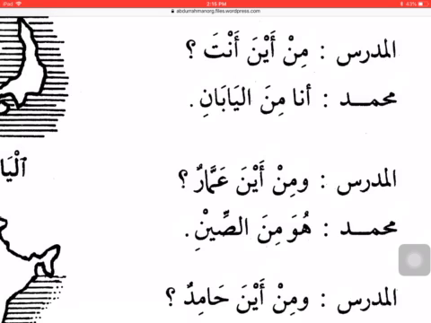Muhammad replies, Ana min al-Yabani. Fourth pronoun of our lesson, ana. Ana is a pronoun which means I. So now I have four pronouns. Huwa, hiya, he, she. Anta, you boy. Ana, I. Min, from. Al-Yaban is the word used in Arabic for the country Japan. I am from Japan. Ana min al-Yaban is a nominal sentence.